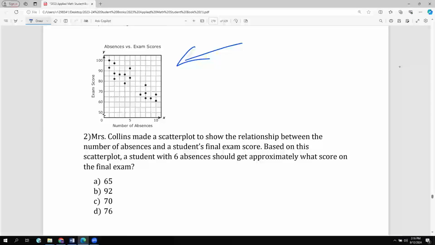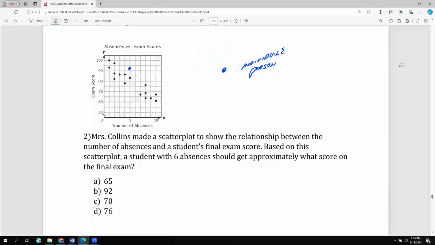Now, you're going to see that each one of these dots represents an individual. So this is an individual person. And according to this, it is their exam score based on the number of absences. So each point represents a person or a single data point.